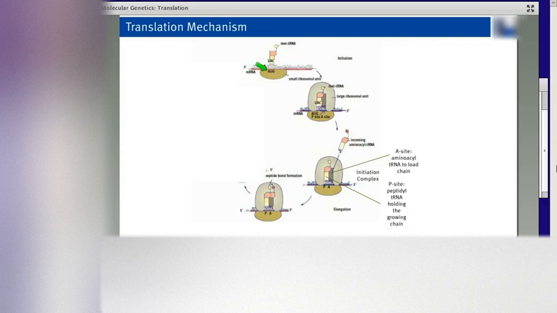Okay, so the methionine, which was our start one, is covalently linked to the incoming amino acid through what type of bond? What's going to link amino acids? Peptide bond, bingo. Okay, now once we have that bond, what happens to the initiator tRNA?